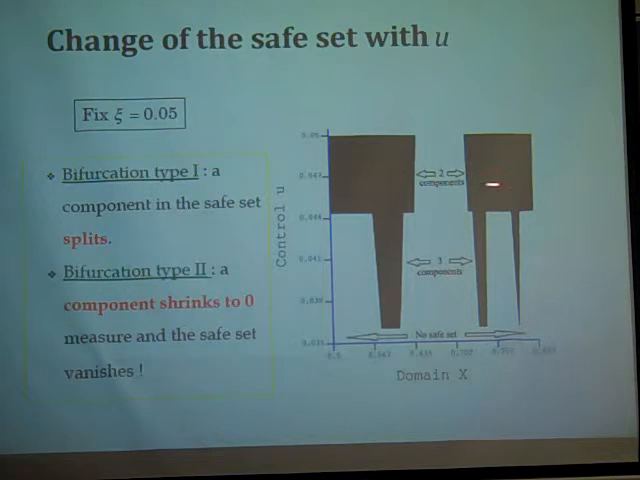So we see that we start off with two intervals, then one of the two intervals splits into two smaller intervals. This shrinks to a single point and then there is no more safe set. So we are calling these bifurcations, and we call this a split bifurcation and a shrink bifurcation. This is a split and this is a shrink.